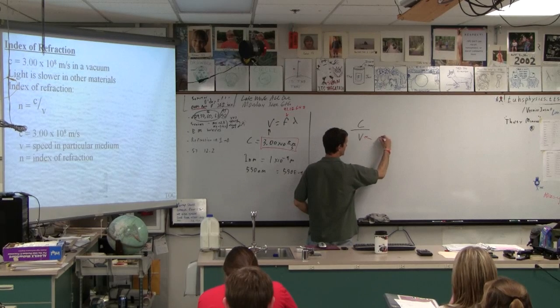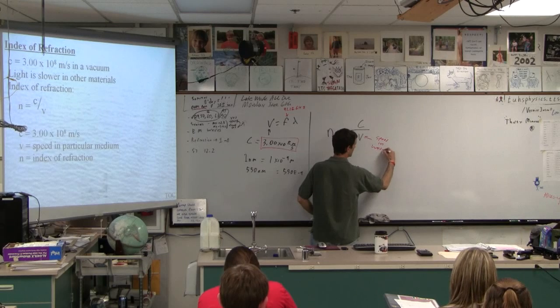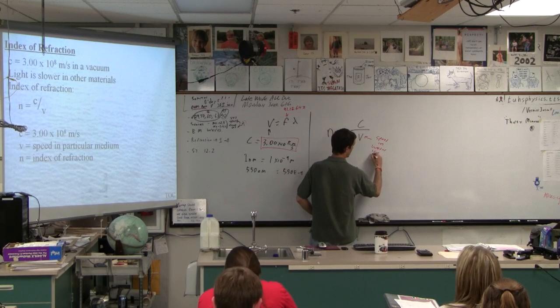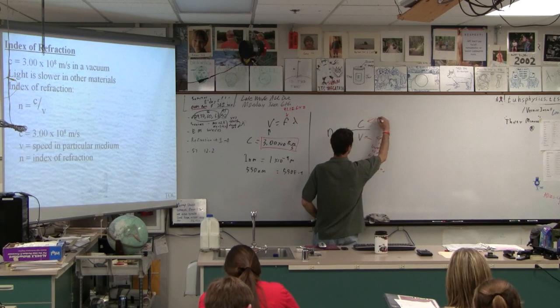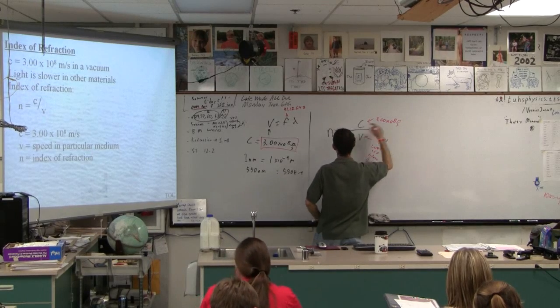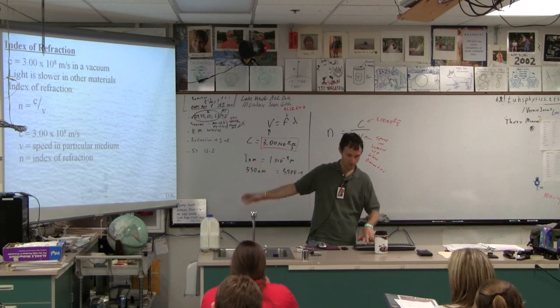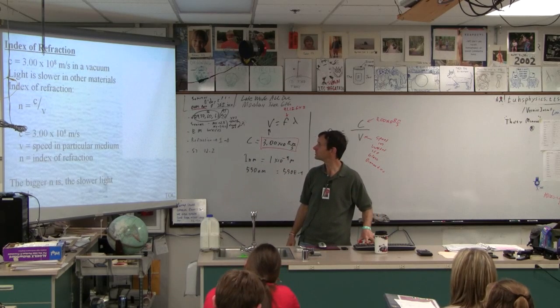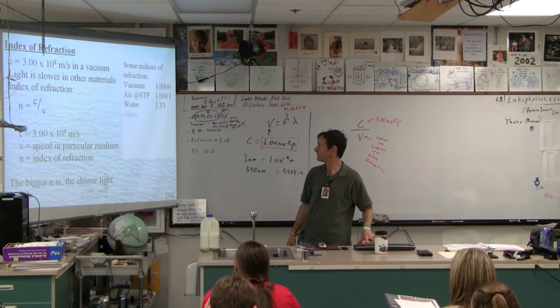So that's the speed in the medium, in water, or ice, or glass, or diamond, etc. This is always 3.00 times 10 to the 8th meters per second. And this is a pure number between 1 and, I think they've gotten some really large ones. Right? And here are some indices of refraction.